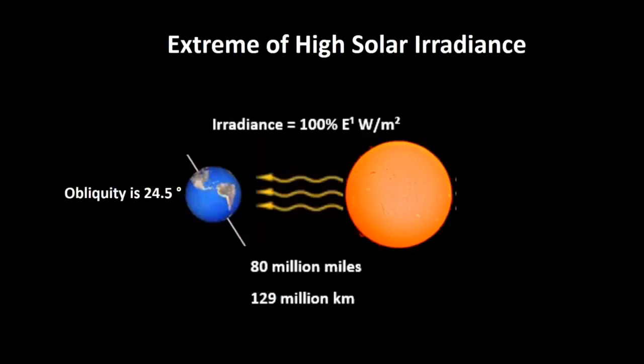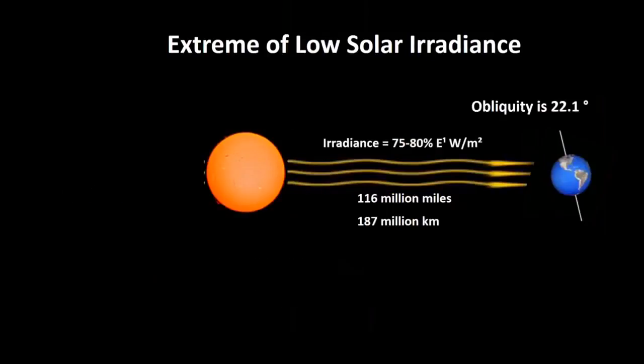The one extreme is where the axial tilt is furthest from the vertical and the perihelion is at its closest to the Sun, thus resulting in a maximum of solar irradiance. The other extreme being where the angle of obliquity is closest to the vertical and the aphelion is at its furthest from the Sun, thus resulting in a minimum of solar irradiance.